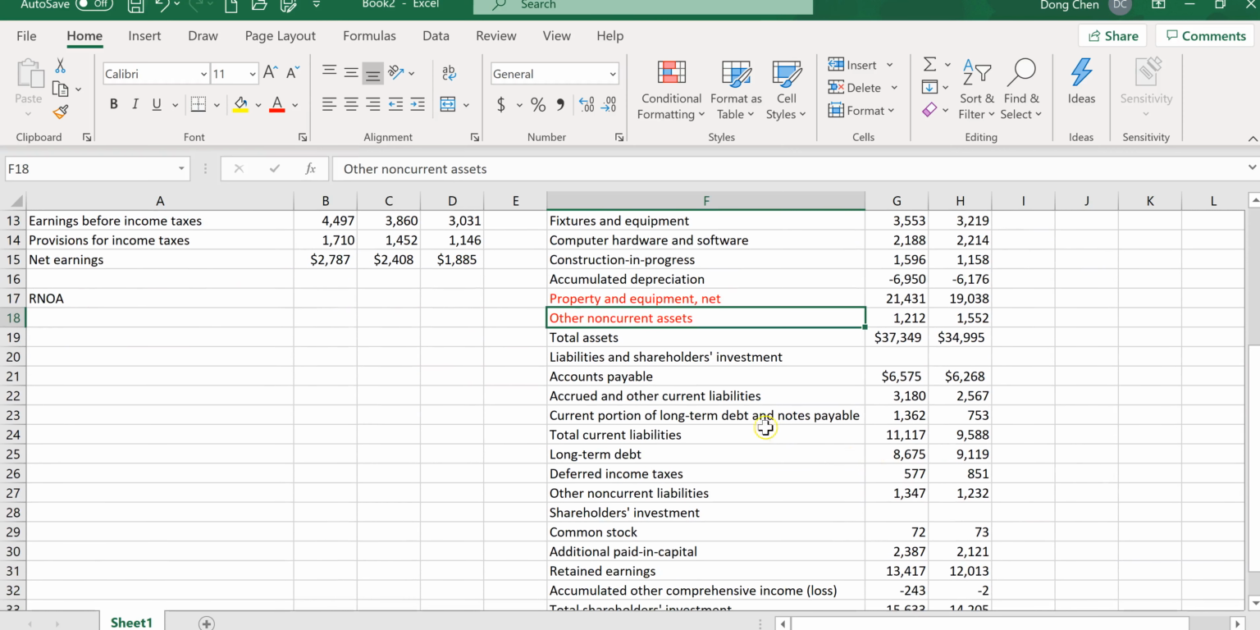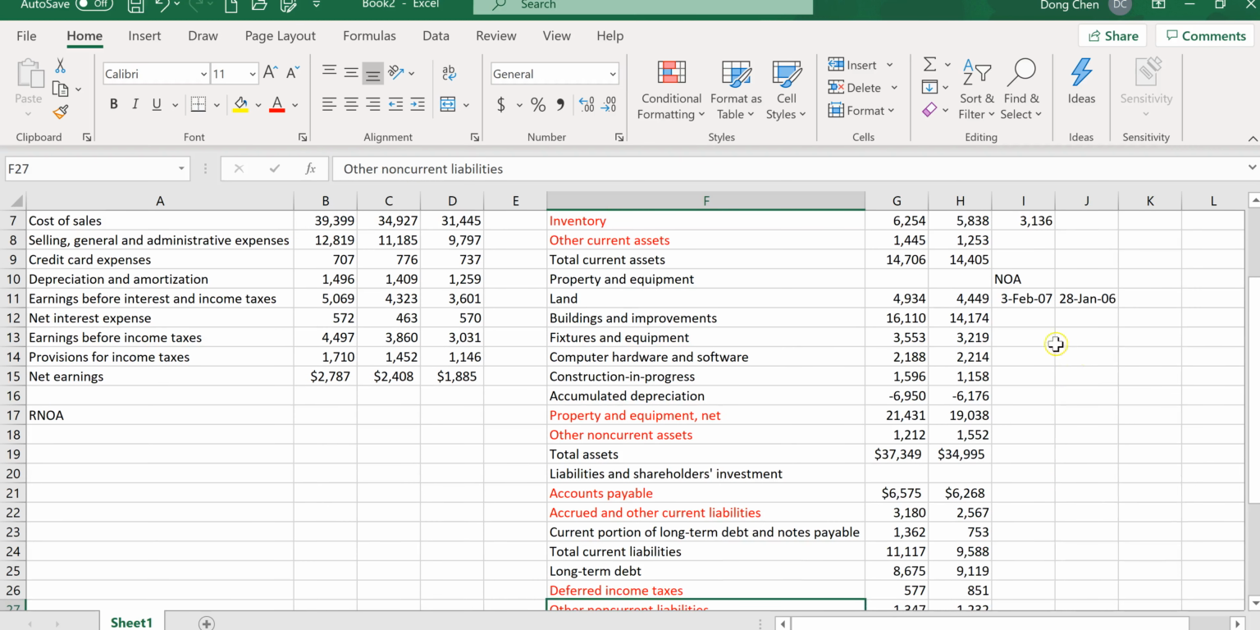And for the liabilities part, we have the accounts payable, which is the operating part, and we have the accrued and other current liabilities, operating part, and the current portion of long-term debt, and that's not operating liabilities, so we should not include this. And long-term debt is also not, and this is basically the financing part. And deferred income taxes is operating liabilities, and other non-current liabilities is also operating liabilities. And so that's it.